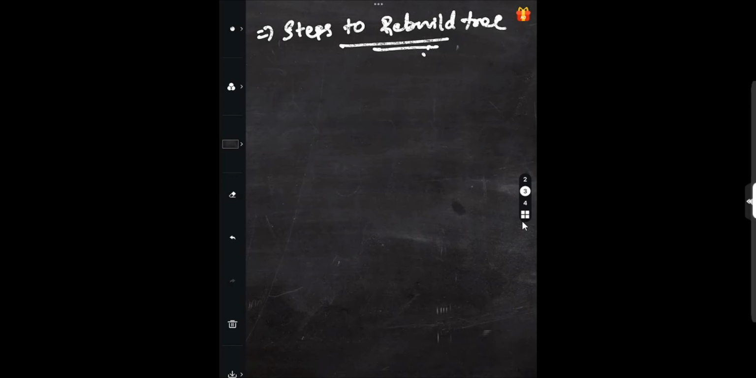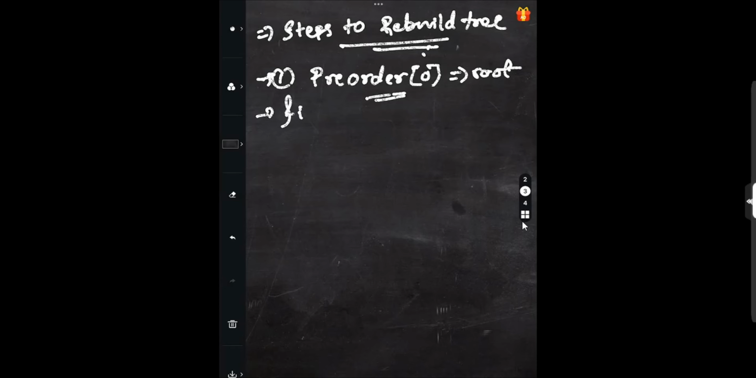Here in this case, we will be making use of preorder of 0 for the root. This is the first step. After using preorder of 0 as the root, the next step is to find the index of this root in inorder. That's what we discussed in the previous step. We have to find the index of this root in the inorder.